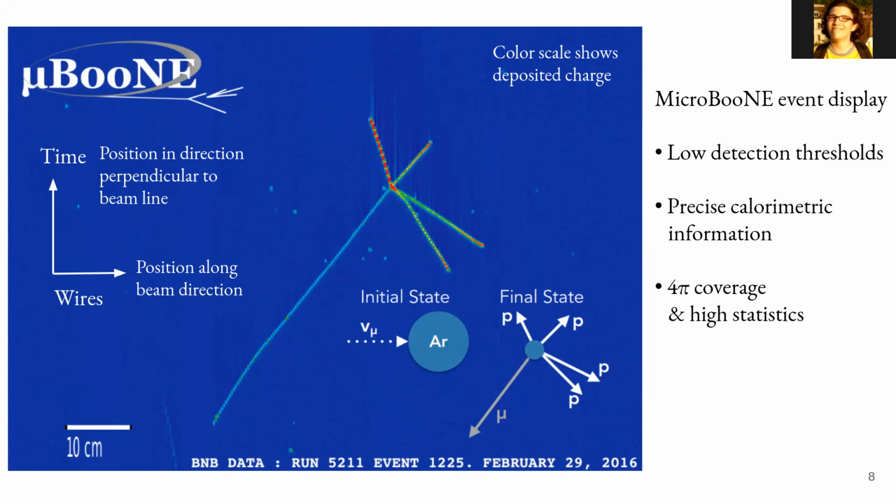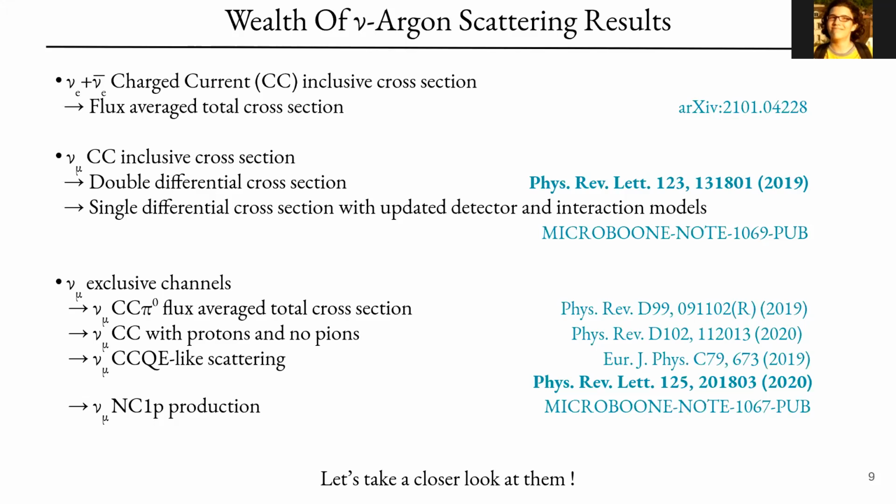We have precise calorimetric information because of the charge deposition in our detector, and 4 pi coverage, which means that we have high statistics. So with these datasets available in our hands, we have already produced a wealth of neutrino-argon scattering results that include charged-current inclusive cross-sections using both electron and muon neutrinos, and for that we reported flux-averaged, single differential, and double differential cross-sections. We also report more exclusive channels using muon neutrinos, with topologies in the final state that include neutral pions, topologies with multiple protons and no pions, a quasi-elastic-like measurement, and even neutral current interactions with a single proton in the final state.